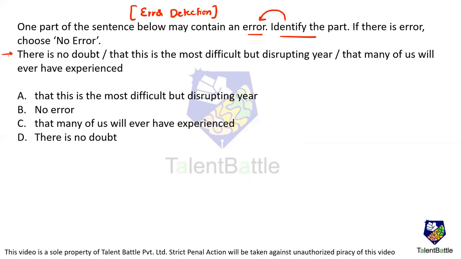Now, the given sentence is, there is no doubt that this is the most difficult but disrupting year that many of us will ever have experienced. Now, everybody, if no error, select option B. If any error, tell me which part has an error. I hope you did. Now, coming to the question, there is no doubt.